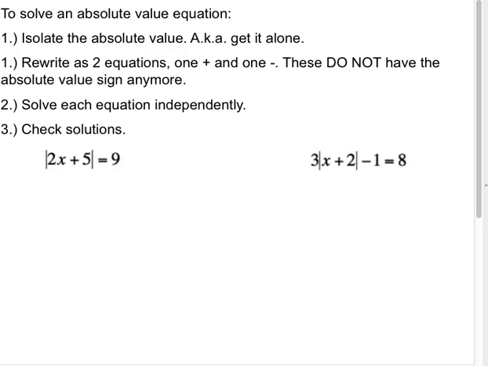But let's talk about the general case. How do we solve these things? First, you want to isolate the absolute value, also known as getting it alone. Those steps are misnumbered, I apologize about that. Second, you rewrite as two equations, one positive, one negative. These do not have the absolute value sign anymore. Then solve each equation independently, and of course, always check your solutions.